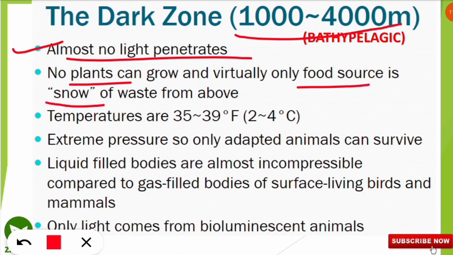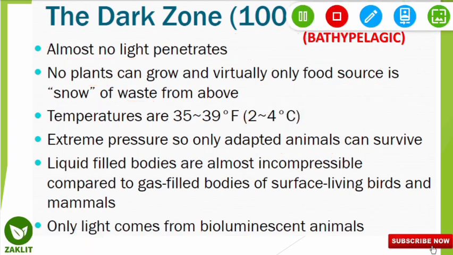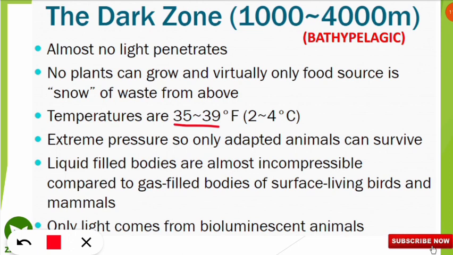So this new term I was talking about is snow. In the ocean, how does snow come? Snow is the waste, that is the excreta and organic waste, coming from the top portion of the ocean, which comes down. These things are called snow for the organisms. That means snow is the food source which comes from the upper part of the ocean in the form of dead organic matter. The temperature you should note down: 35 to 39 degrees Fahrenheit, which is equivalent to 2 to 4 degrees Celsius.